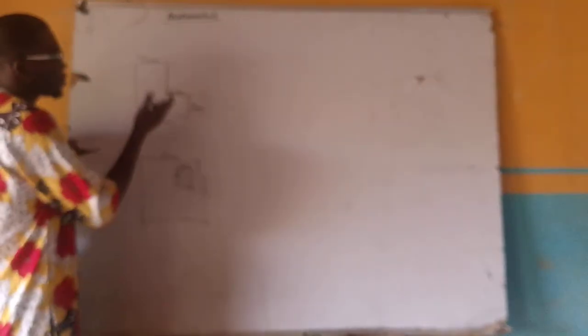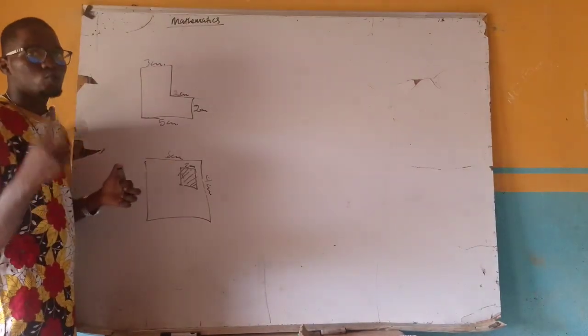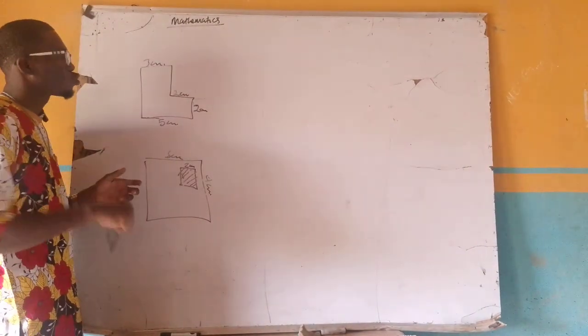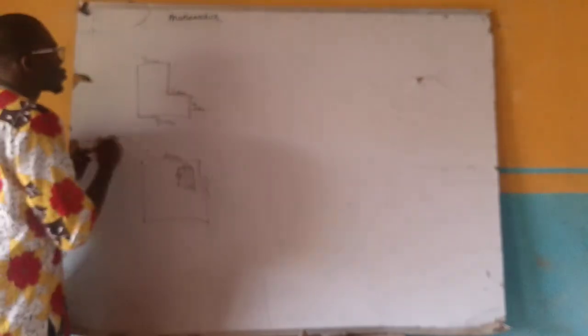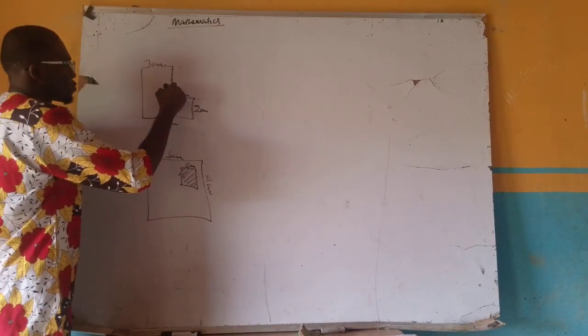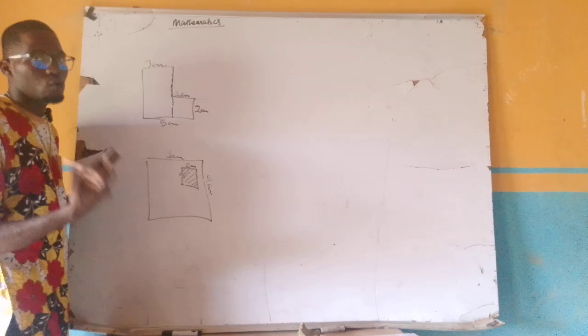So the best thing to do for this shape is to what? To share the shape into two, to bisect it, by splitting it. So we can break it down like this, or sometimes too, you can do it like this, depending on how you want to share it.